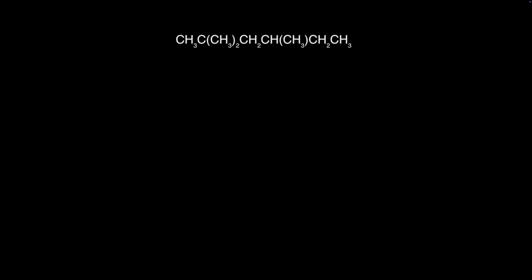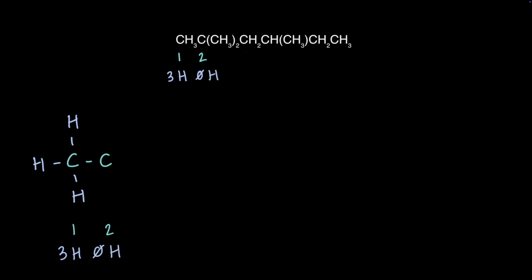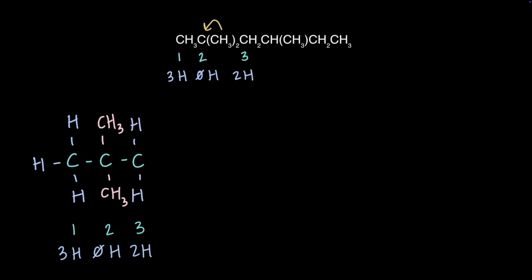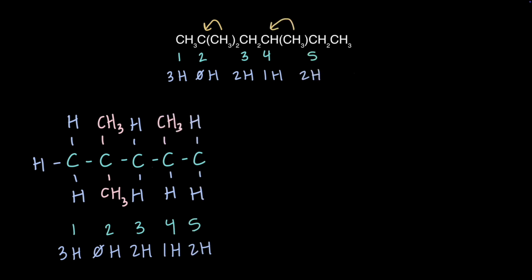For this compound, I will start with the Lewis structure. From the left, I have a CH3 attached to a carbon, written as C(CH3)2. That means this carbon is directly bonded to 2 methyl groups and continues the main chain. Next, we have a CH2, and next a CH(CH3). This means that the CH group has a CH3 directly bonded to it. Afterwards, there will be a CH2 and then a CH3 at the end.